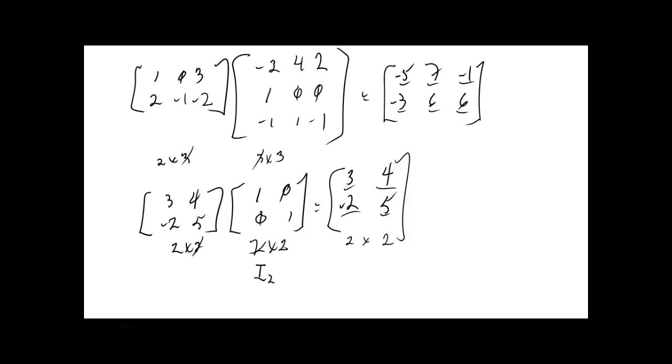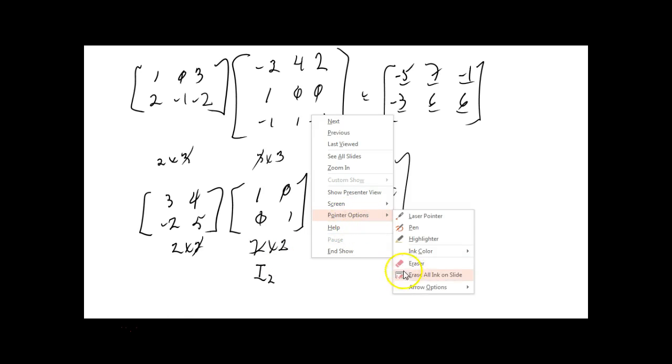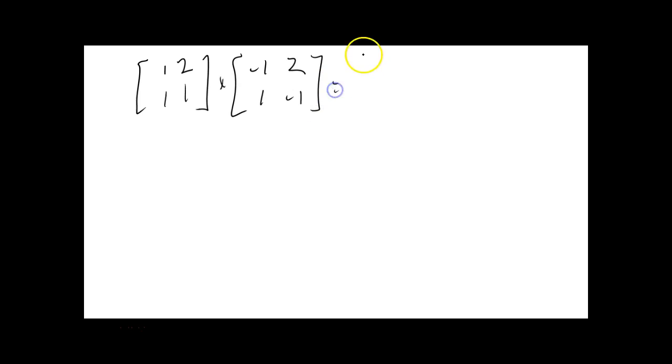That is B. Let's do C. Let me go to a clean page here. C is 1, 2, 1, 1. I don't need a times sign there, but I'll leave it there for now. Okay, negative 1, 2, 1, negative 1. Okay, let's see if it is.